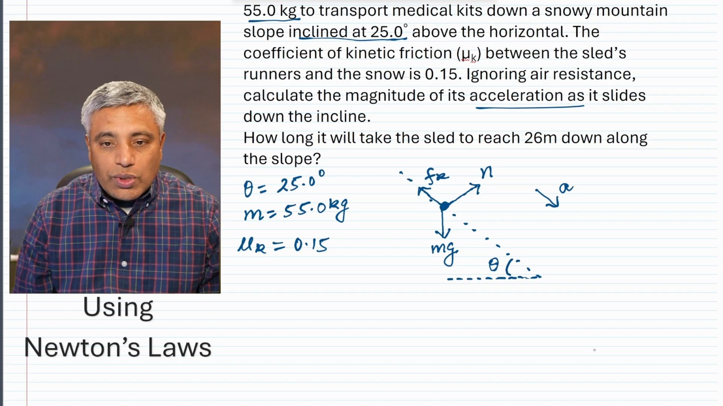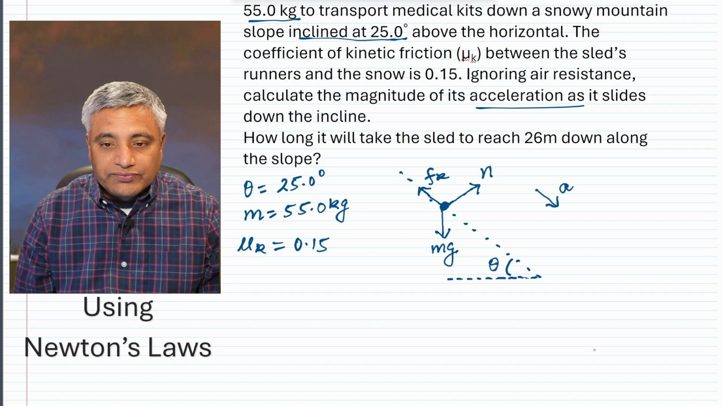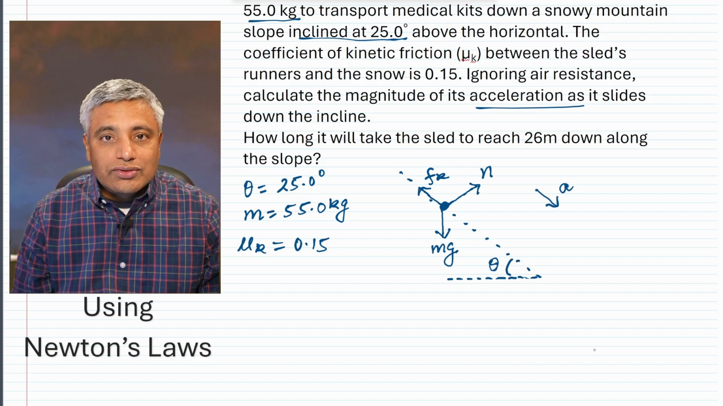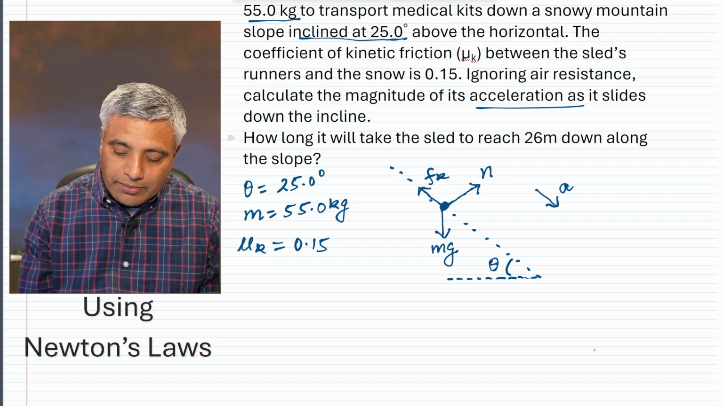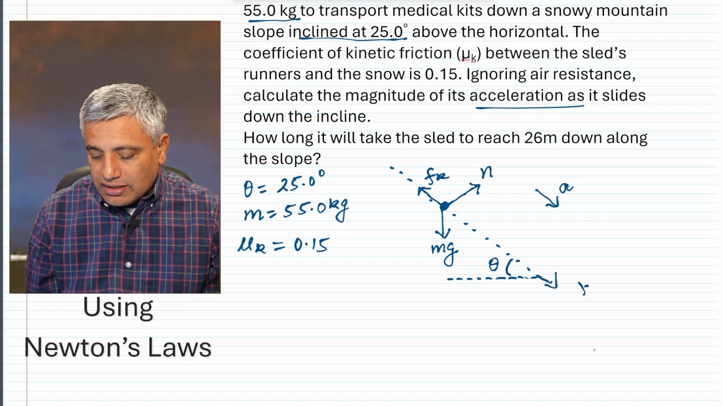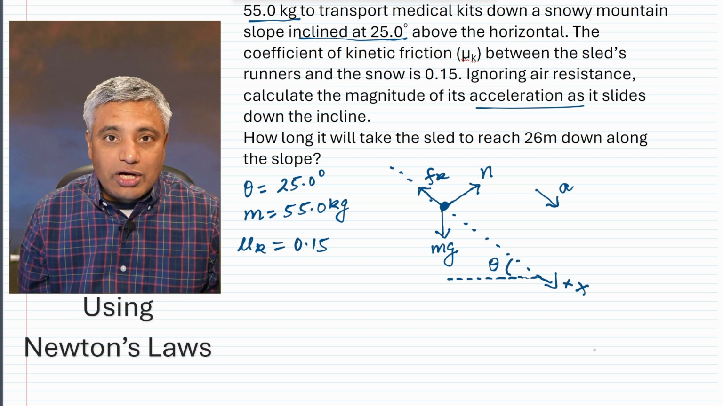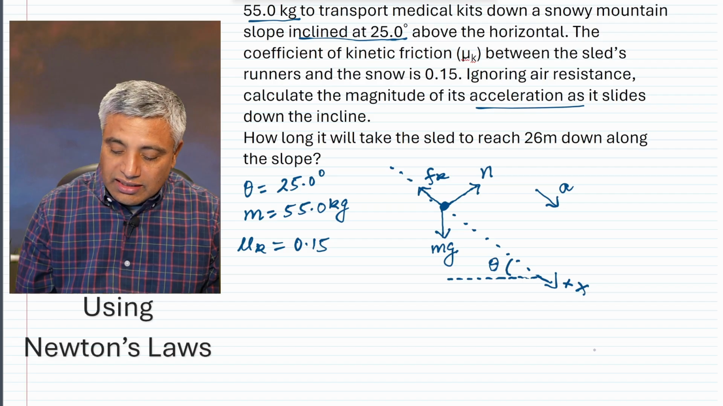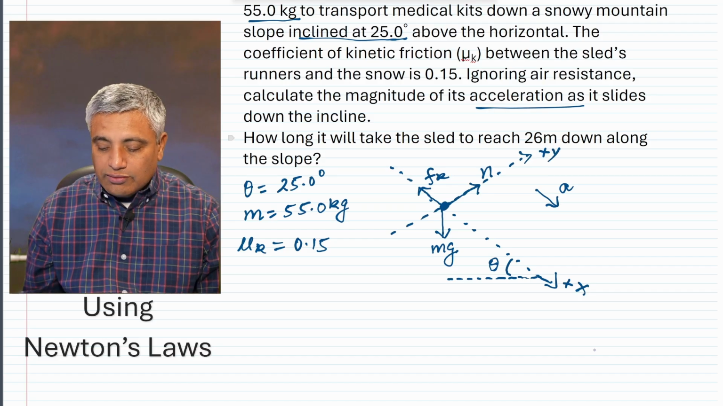So we need to choose coordinates. How do we choose coordinates? It's always a good idea to choose one coordinate along the direction of acceleration, and acceleration is taking place along the incline. So let's say this is x, with down along the incline as positive. That means y is going to be perpendicular to that, and let's say this is positive y.